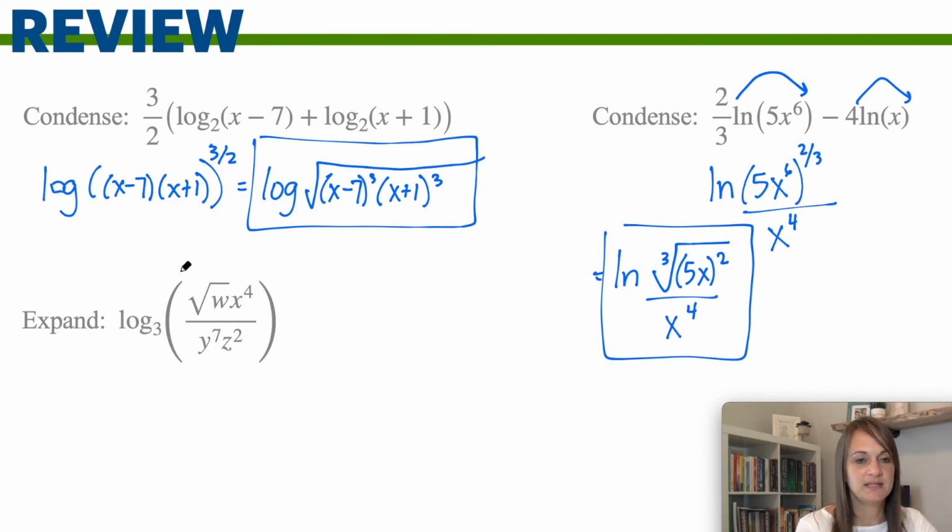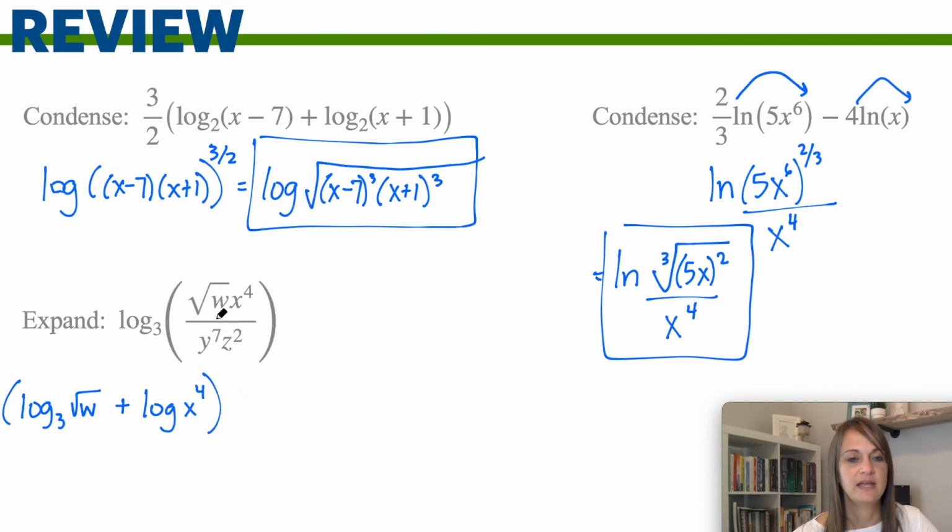And then expanding, so we have two functions in the numerator. So I'm going to go ahead and use parentheses just to keep them together. We have the square root of w plus log x to the 4th. And then division means you would subtract, and you have two things in the denominator together. They're being multiplied together, so I'm going to use another parentheses to keep them together. And it would be log base 3 of y to the 7th plus log base 3 of z squared.